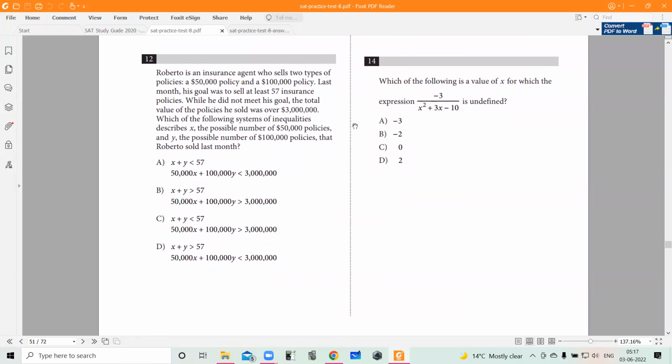Okay. Roberto is an insurance agent who sells 2 types of policies, a $50,000 and a $100,000. Last month, his goal was to sell at least 57 insurances. While he did not meet his goal, the total value of the policies he sold was over 3 million. Which of the following systems of inequalities describes X, the number of $50,000 policies, and Y, the number of $100,000 policies that Roberto sold last month? So X plus Y needs to be greater than 57. It's D.